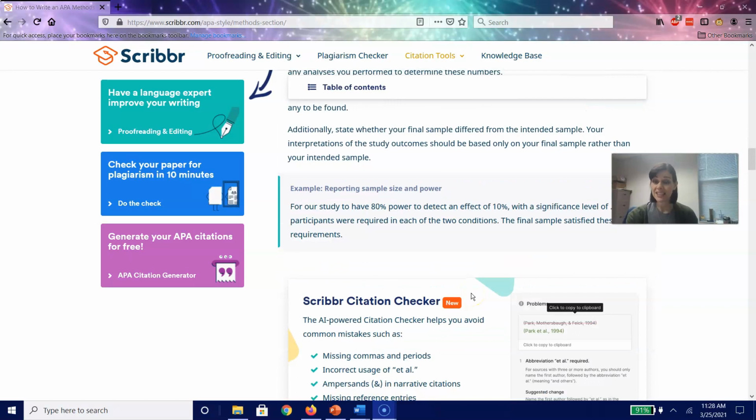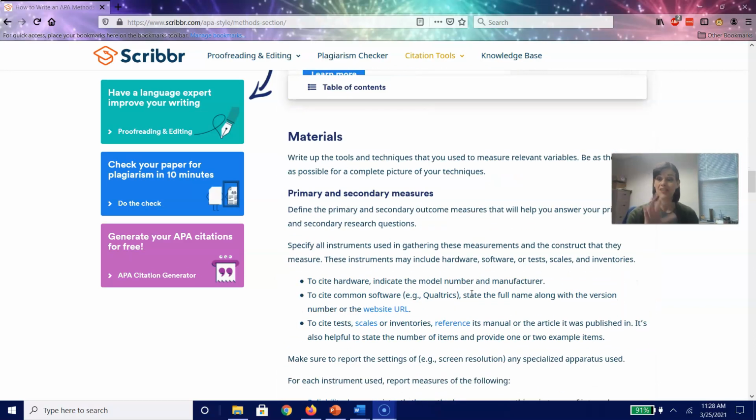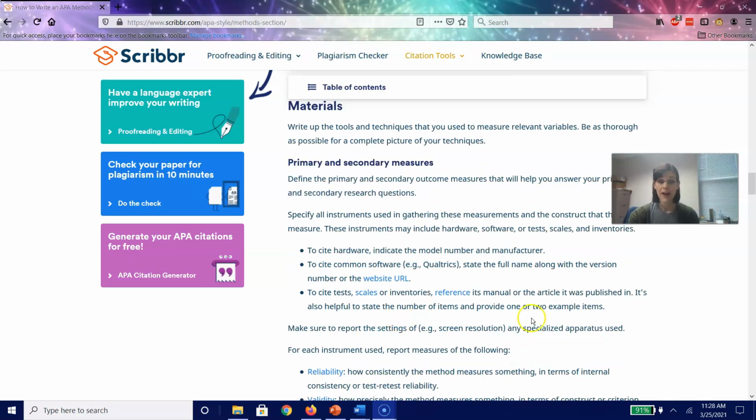Sample size and statistical power, and feel free to look on this website. I'm going to only look through a few things. Primary and secondary measures specify all instruments. To cite hardware, indicate the model number, manufacturer. To cite common software, state the full name with the version or the website URL. To cite test scales or inventories, reference the manual or the article that it's published in. State the number of items or provide one or two examples.